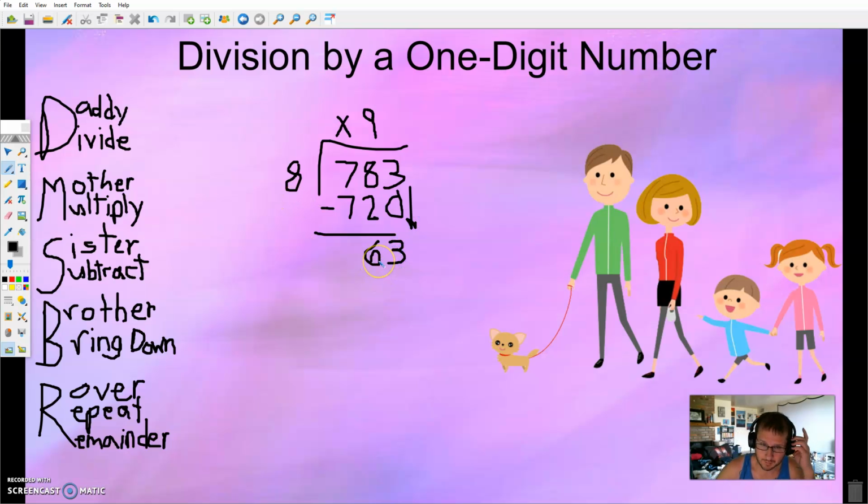Now 8 goes into 63. 8, 16, 24, 32, 40, 48, 56, 64. Too much. So 56, 7 times. So 8 went into 63 7 times. 7 times 8 is 56. We subtract that out. Let's see, we'll regroup. 13 subtract 6 is 7, and 5 subtract 5 is nothing. Brother bring down, nothing there. So Rover remainder, 8 goes into 783, 97, remainder 7.